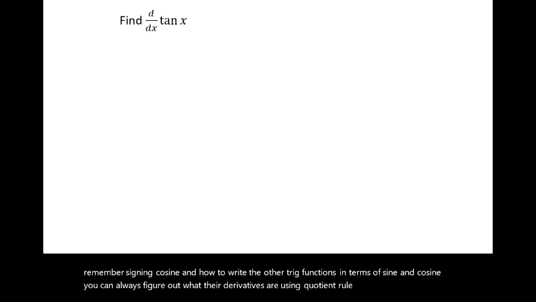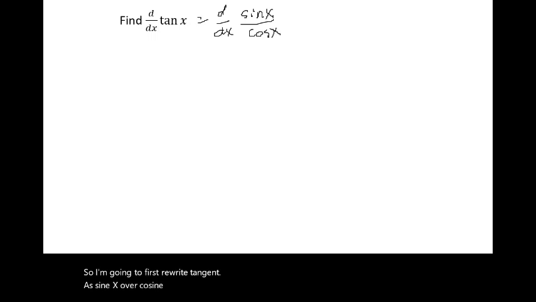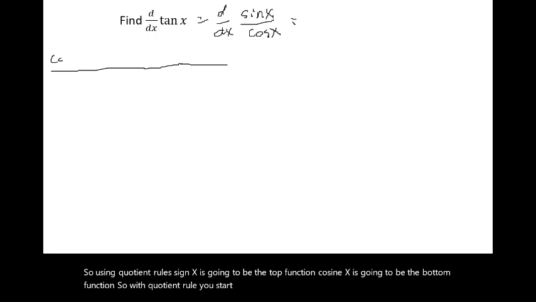So we're actually going to do that for the derivative of tangent x. I'm going to first rewrite tangent as sine x over cosine x, and I'm going to use the quotient rule to figure out its derivative. So using quotient rule, sine x is going to be the top function, cosine x is going to be the bottom function. With quotient rule, you start off with the bottom function left alone.